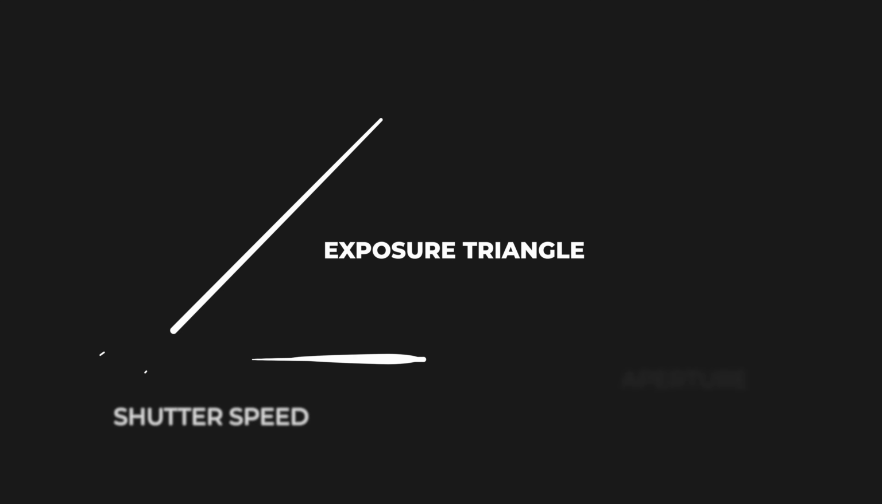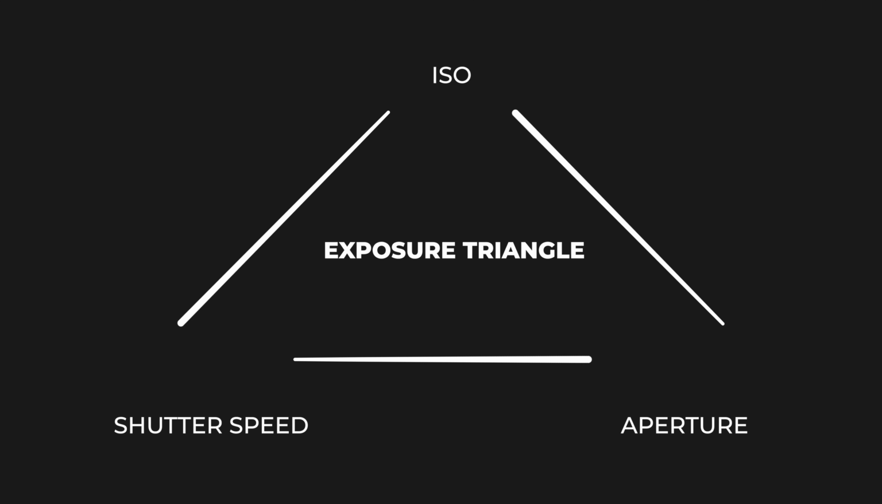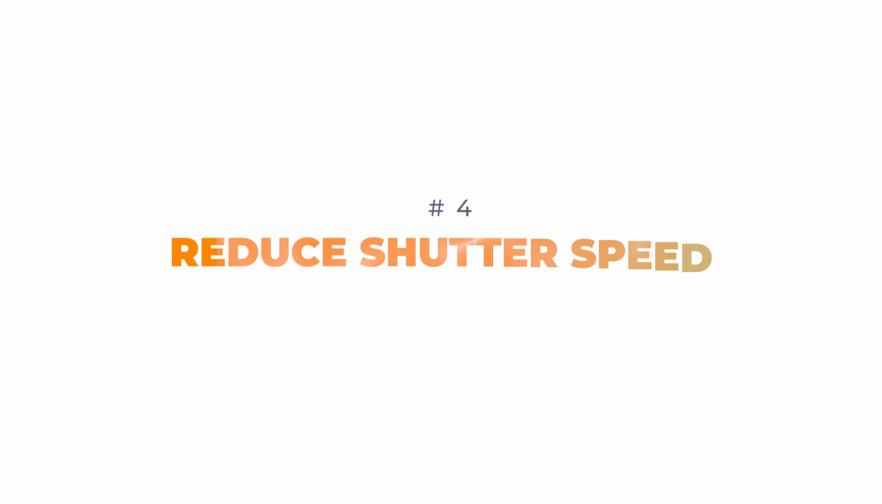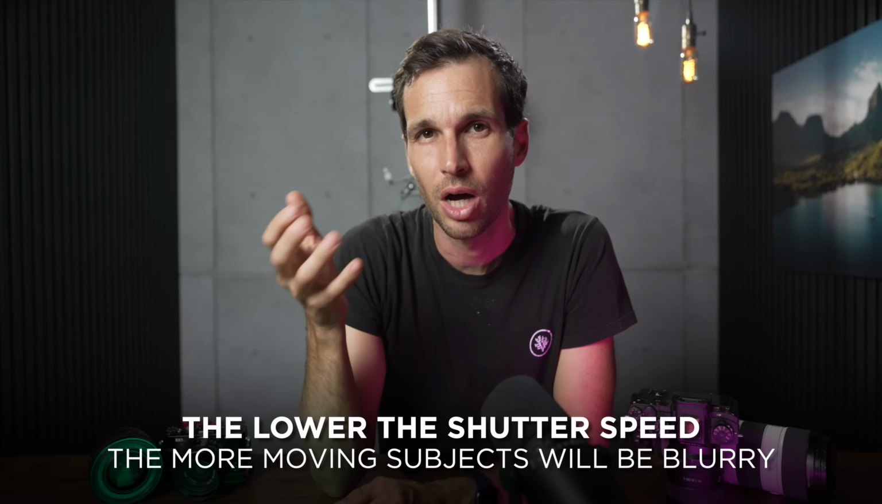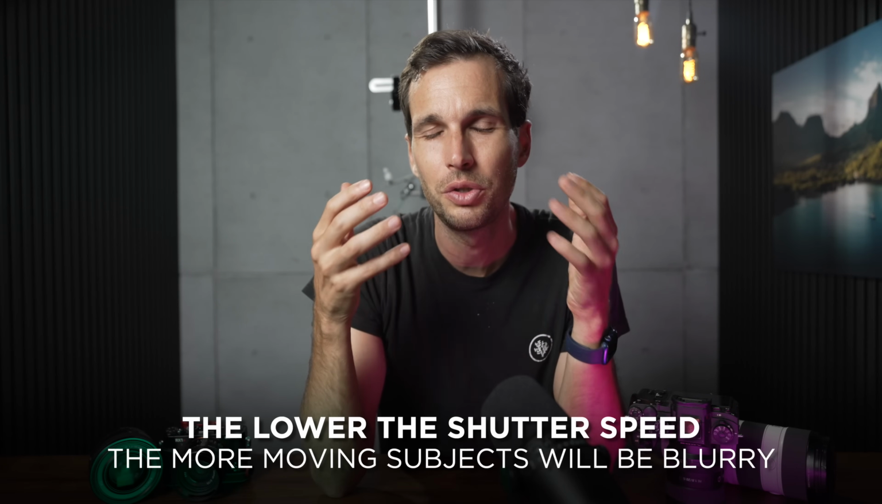Remember your exposure triangle. You have also another option if you can't change too much your aperture, or if you're capped at f4. And that leads us to solution number 4, reducing the shutter speed. Now this option will impact your creative outcome heavily. So the longer the exposure, the more motion objects will be blurry. So you want to use it with that in mind.